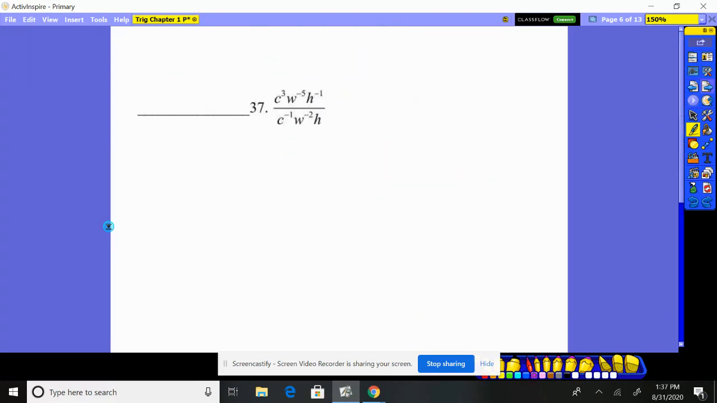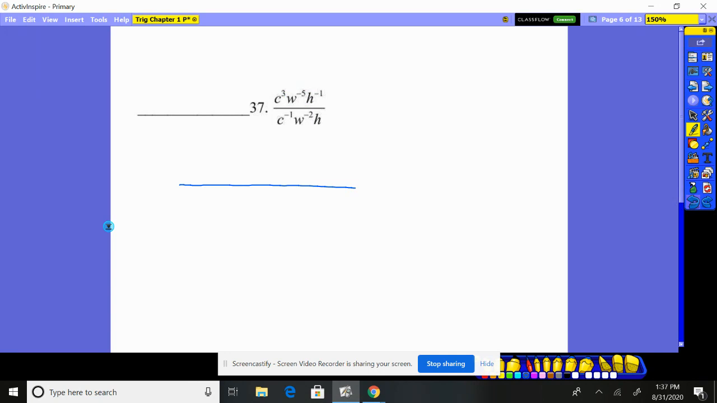Okay, to the next page. Number 37. We have a whole bunch of negative exponents, so I'm just going to clean that up. This piece is going to move. That's negative, so it's going to move to the bottom. That's going to move to the top. That's going to move to the top. So let's go ahead and do that.